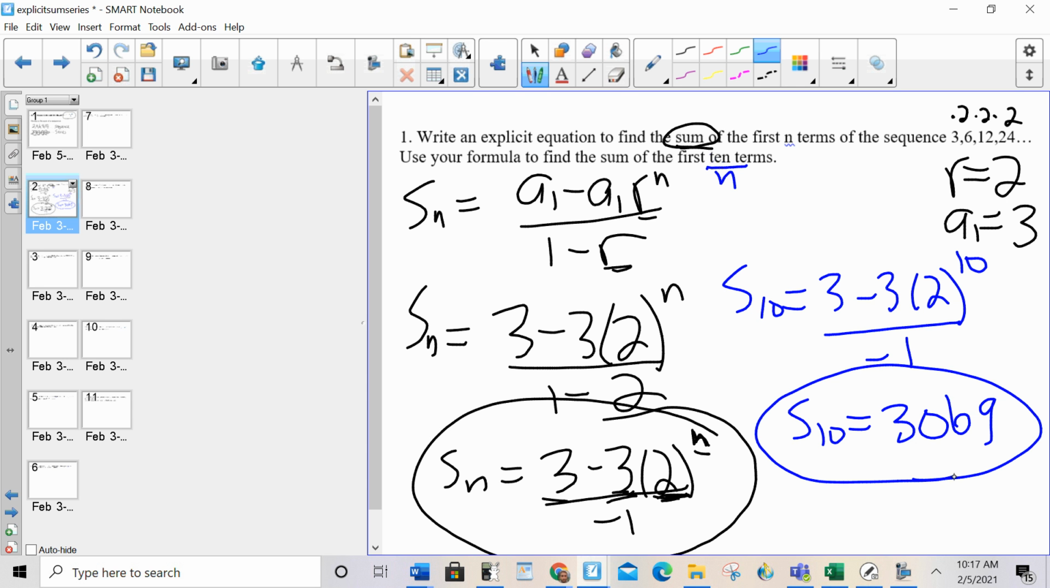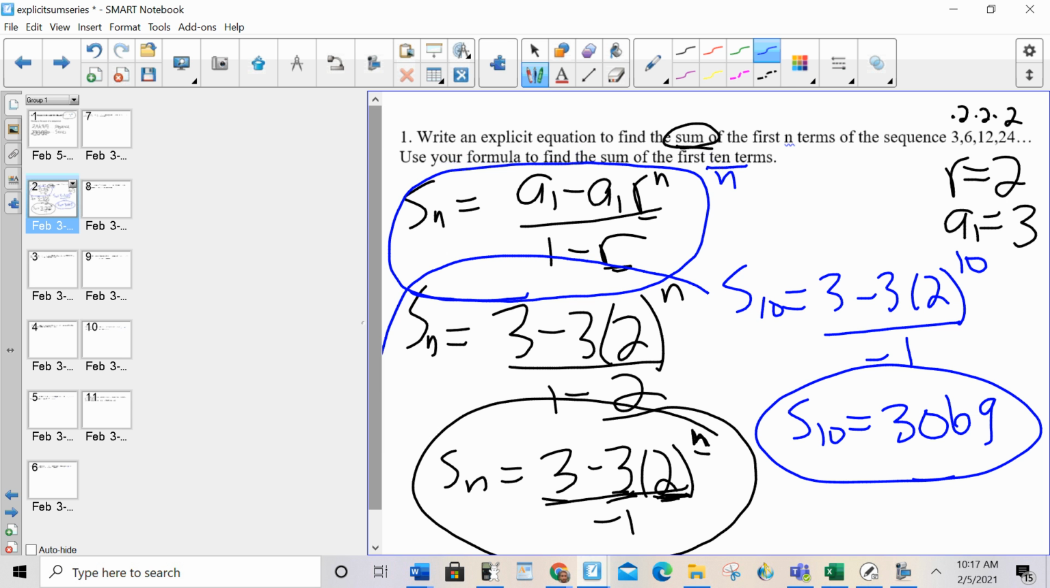And that's it. This is not a difficult lesson. It's a really straightforward lesson. When you're finding the sum of a sequence, or if it says series, we're using the explicit formula, which is given to you. We find r the same way we would in a sequence. We find a1 the same way we would in a sequence, and we substitute the values in. And then if I want to find the sum of the first whatever amount of terms, I'm substituting that value in for n, just like I did with my explicit sequence.